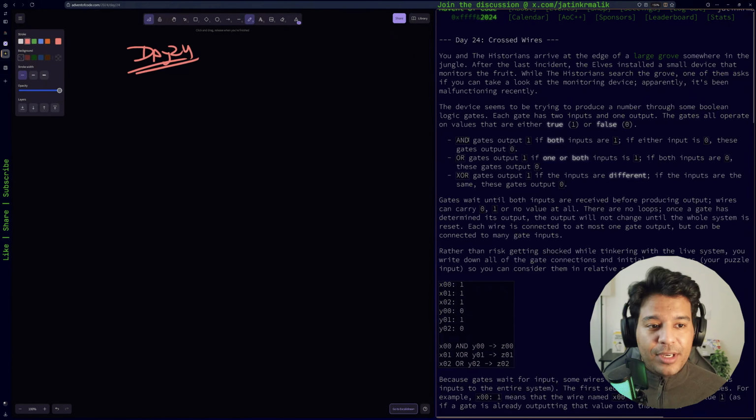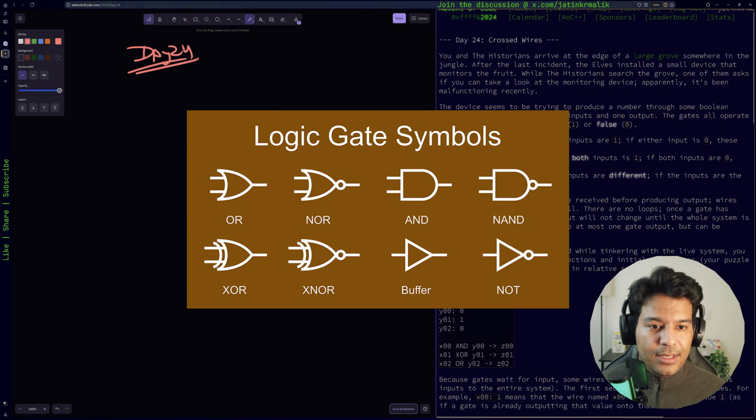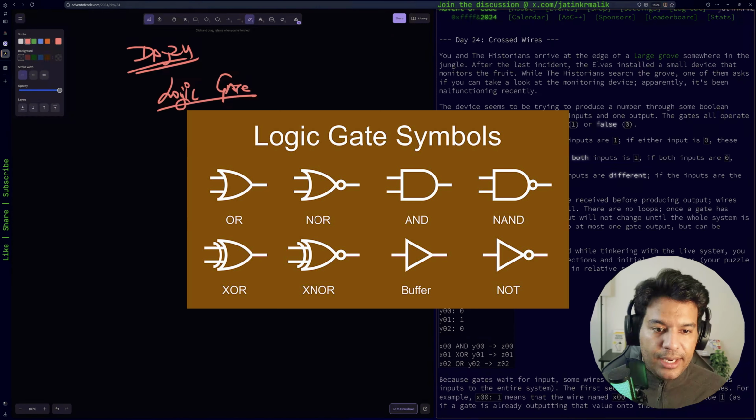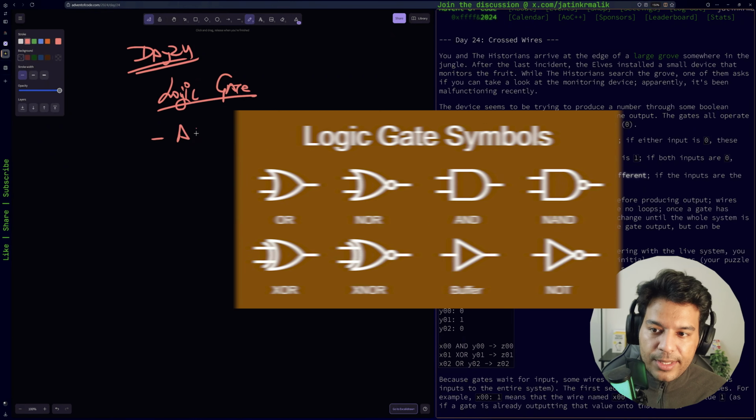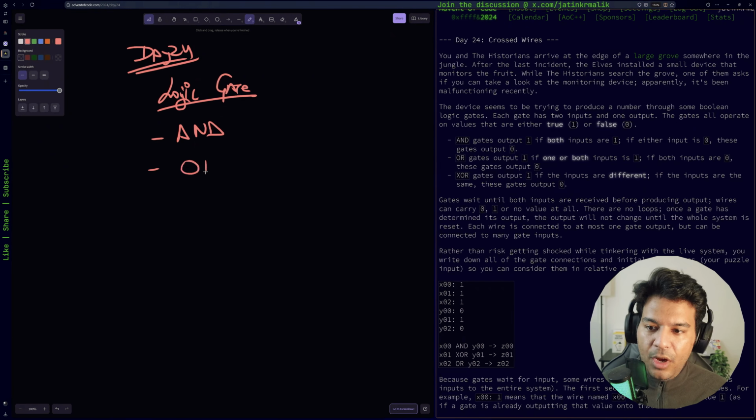Before I read further, if you're new to computer science, all of the modern computing that you see operates on logic gates. So what do they mean? We have primarily a few logic gates, and we are given an example of three gates here, which is this: AND, OR, and XOR.